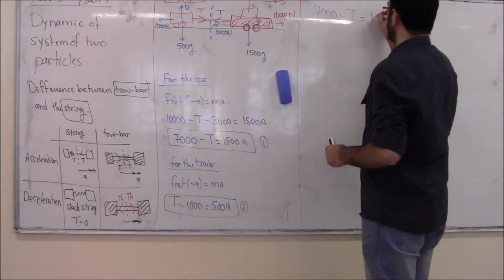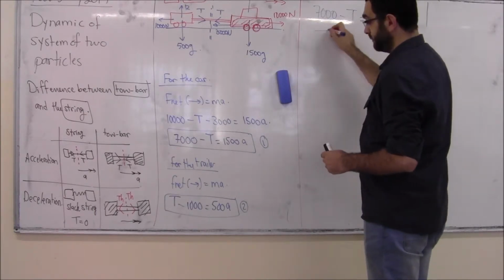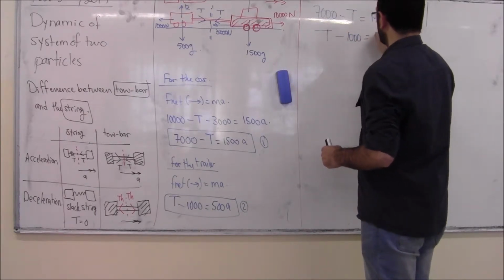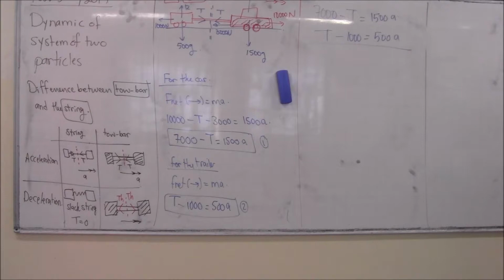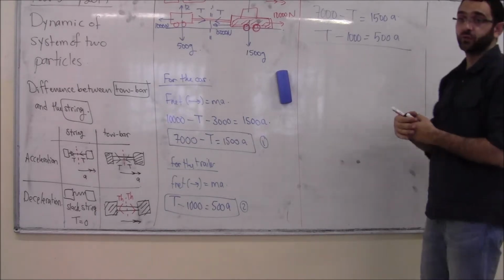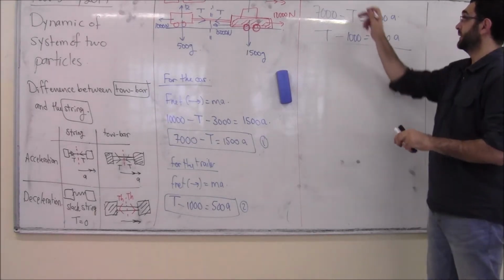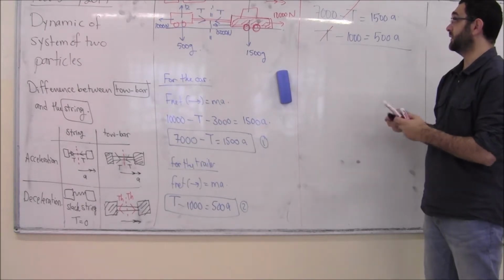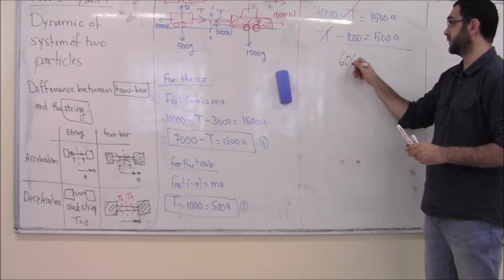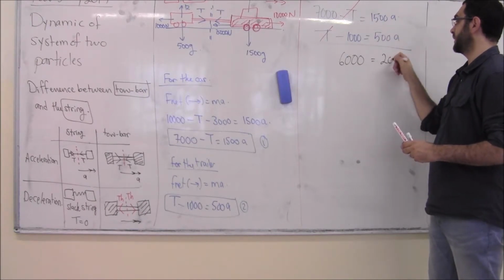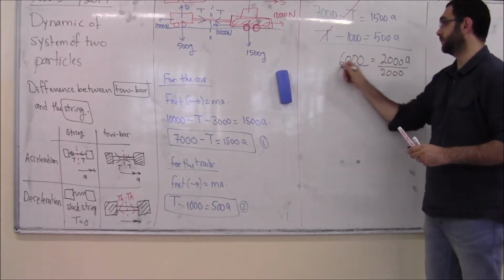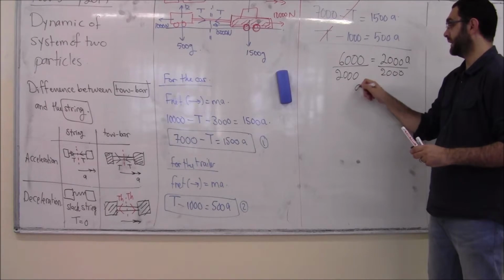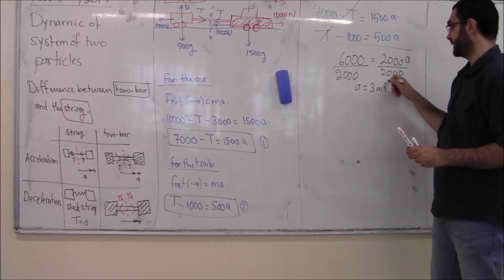7,000 minus T equals 1,500a. T minus 1,000 equals 500a. These types of algebra questions are easy because we always get two different directions for T, so eventually they cancel each other. T cancels T, right? So 7,000 minus 1,000 is 6,000, equals 2,000a. Divided by 2,000, a equals 3 meters per second squared.